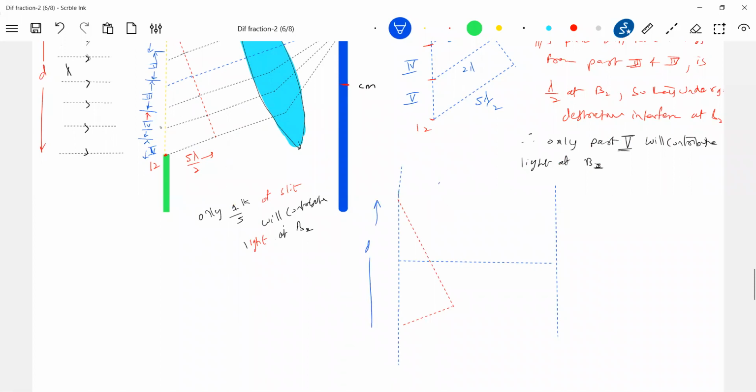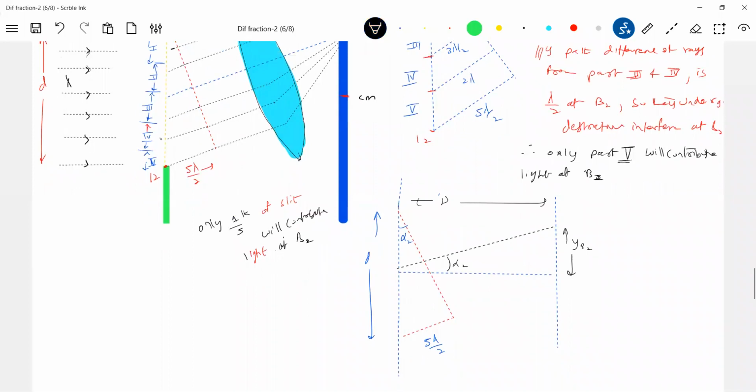Okay, there's a width of slit. I think we took alpha 2, 5 lambda by 2, alpha 2, yb2, and this is capital D. What is the angular position? So what is the expression? D sine alpha should be equal to 5 lambda. So the angular position will be 5 lambda by 2D. Then tan alpha 2 equals yb2 by capital D. Alpha 2, if it's very small, you can write it like that.